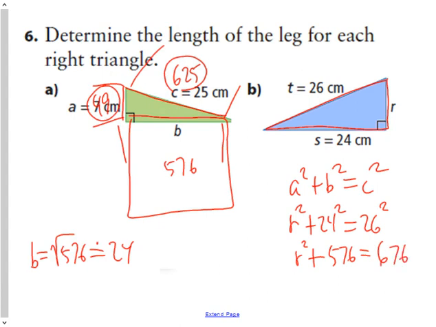Now that we get to this, we're just treating it like a simple algebraic equation with an exponent and a constant. Get rid of the constant first by subtracting 576 from both sides. R squared will equal 100. Square root both sides to get R equals 10, or the square root of 100.